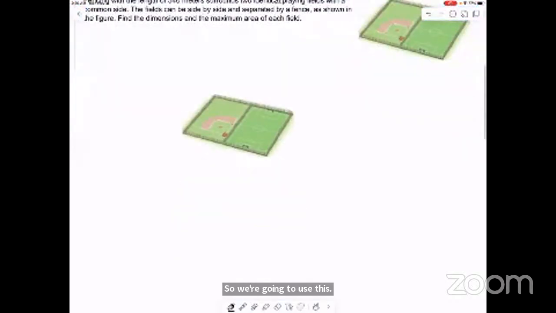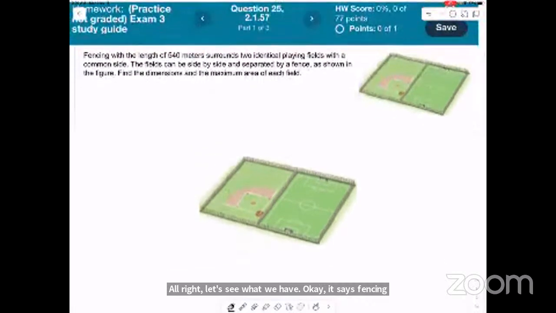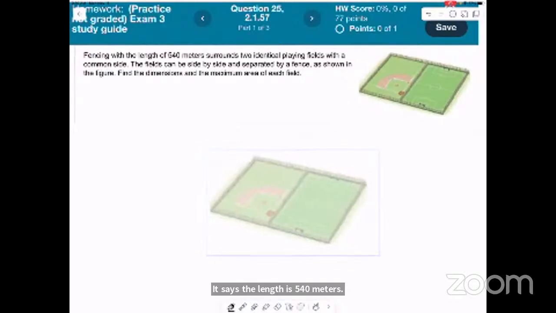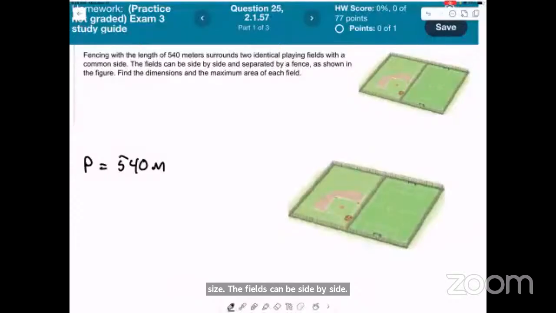All right, let's see what we have. Okay, it says fencing. So we'll say the perimeter, right? It says the length is 540 meters. So we'll say that the perimeter is 540 meters, okay? It surrounds two identical playing fields with a common side. The fields can be side by side. Find the dimensions and the maximum area, okay.